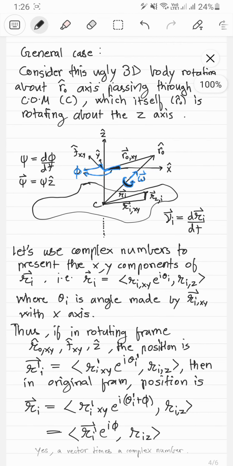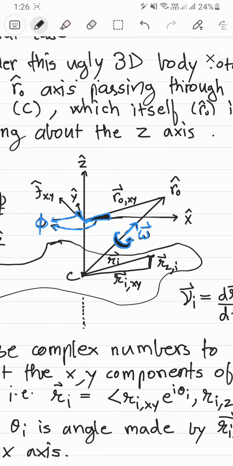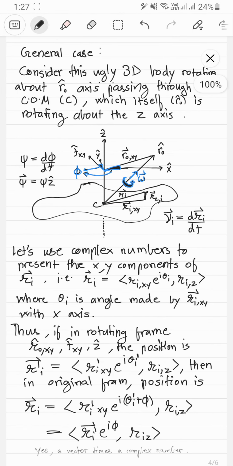So now let's go to the rotating frame. What rotating frame are we talking about? This rotating frame will have its coordinate system as this. The x-axis, we will replace that with r0 xy hat, this vector. The y-axis will be replaced with t xy hat, this thing, and then the z-axis is still the same, right? So it's basically just the xy and z basis vectors, but then you rotate the whole thing by phi about the z-axis, and you get this, right?